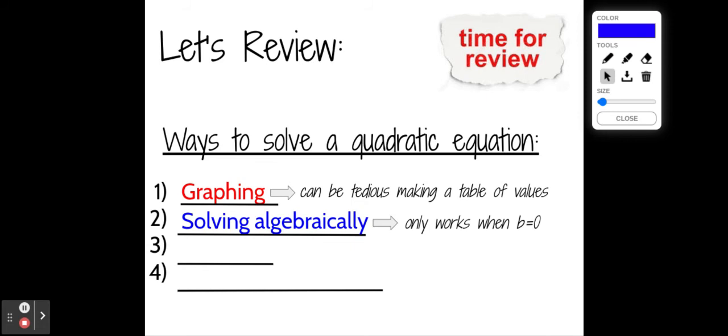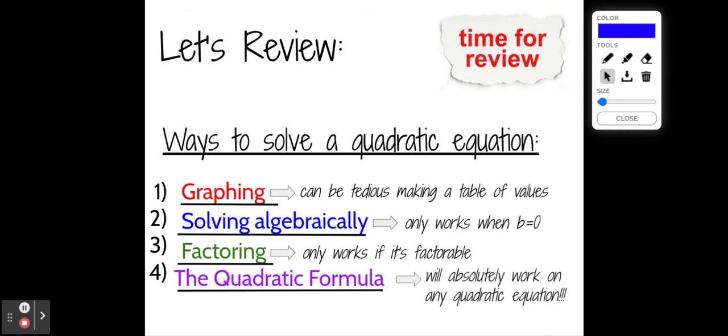You could also solve algebraically, but remember, solving algebraically only works when the b value is equal to 0. The other way you could solve a quadratic equation is by factoring, but factoring will only work if the quadratic equation is factorable. And that leads us to the last way, which is the quadratic formula. And that's absolutely going to work on any quadratic equation. Even though it may not be the fastest method, it will always work.